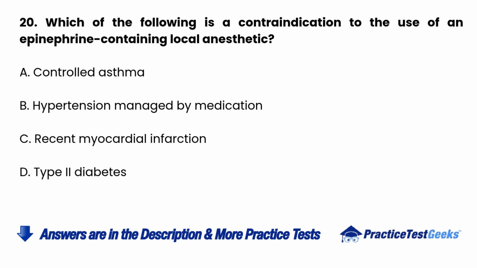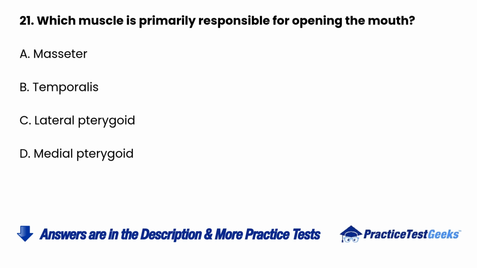20. Which of the following is a contraindication to the use of an epinephrine-containing local anesthetic? A. Controlled asthma. B. Hypertension managed by medication. C. Recent myocardial infarction. D. Type 2 diabetes.